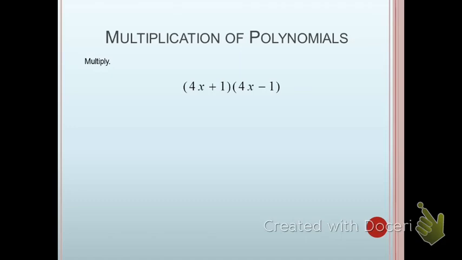This will be our final example. We're multiplying the binomial 4x plus 1 times the binomial 4x minus 1. Now don't get this one confused with the previous two examples, because remember, in the previous two examples, the binomials were identical. So try to recall what our special product will look like in this case. These are conjugate binomials. We can go ahead and use FOIL.